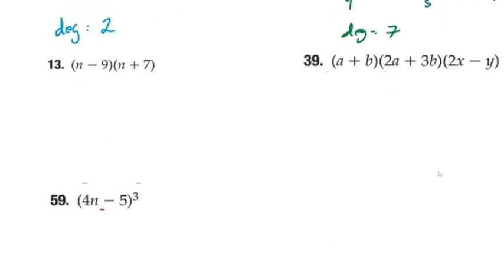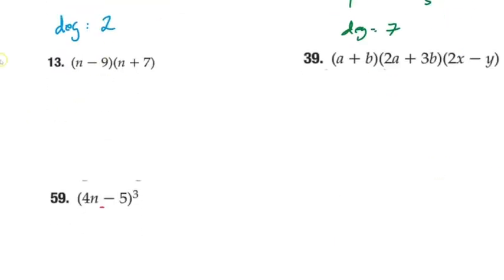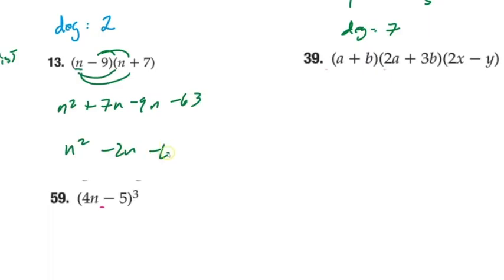All right, little binomial expansion. We're going to distribute on these. We don't FOIL in this class. You go n times n is n squared plus 7n. And then you move on to the next term. Negative 9n minus 63. And you get n squared minus 2n minus 63.